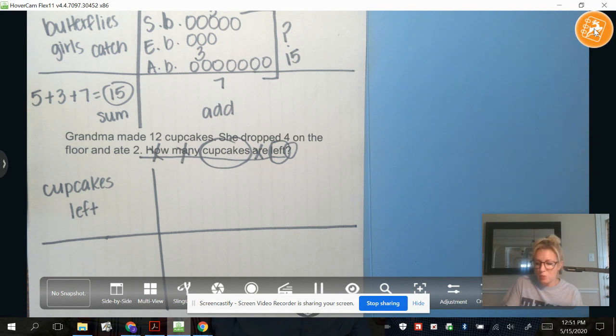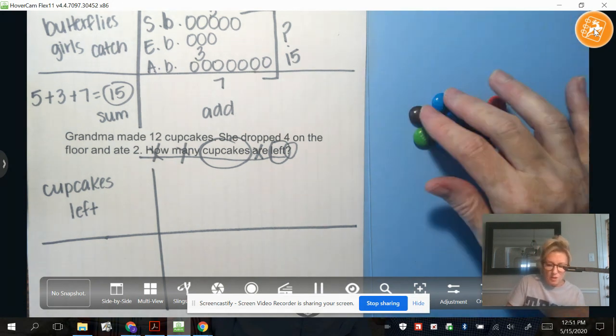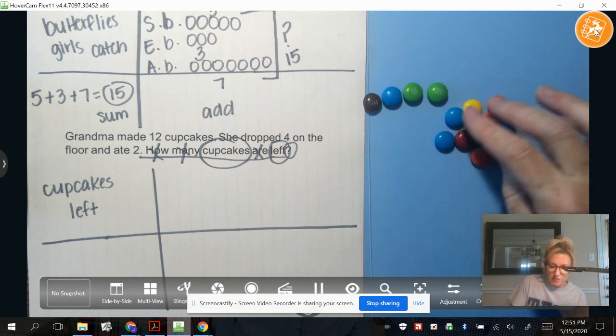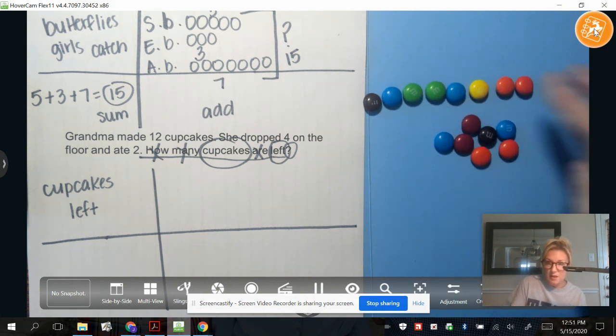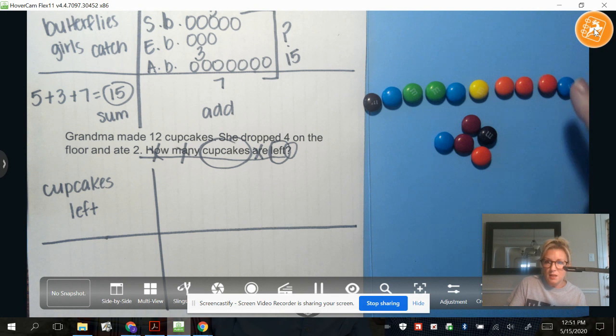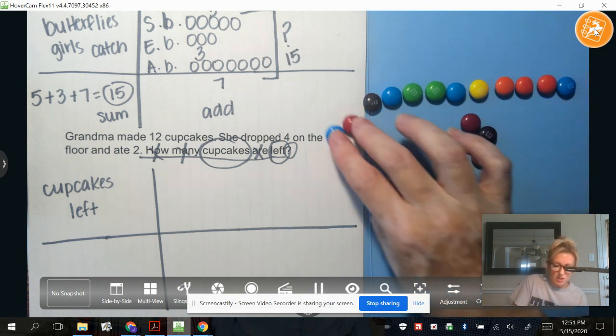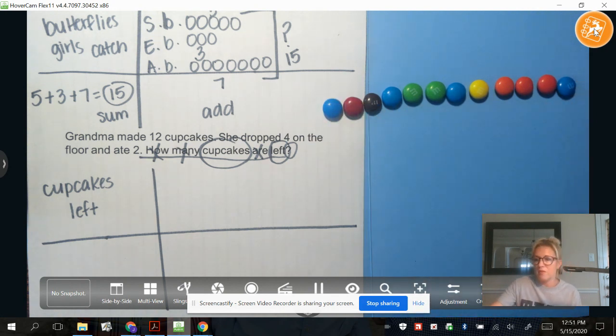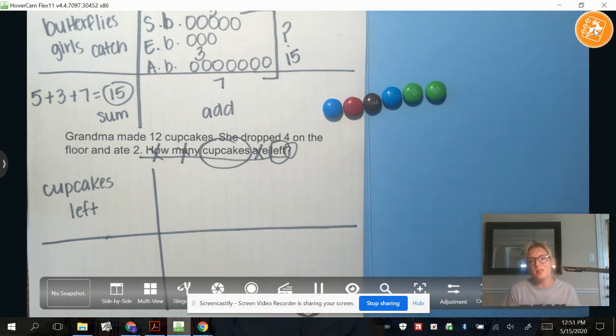So Grandma made 12 cupcakes. So let's get our cupcakes here. So 2, 4, 6, 8, 10. I'm going to put these here because I just want them all to be on the screen for you. Okay? Now we're just going to act it out. She dropped 4 on the floor. We can't eat those. Uh-oh. And then she ate 2. Well, now we don't have those anymore. This represents how many are left.